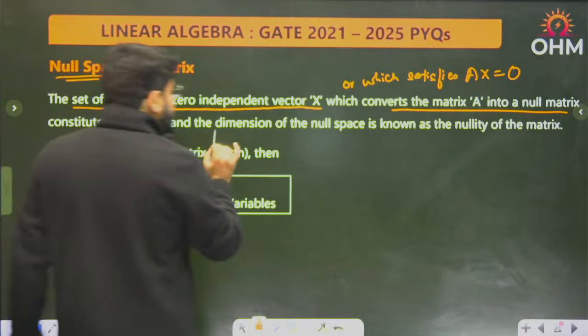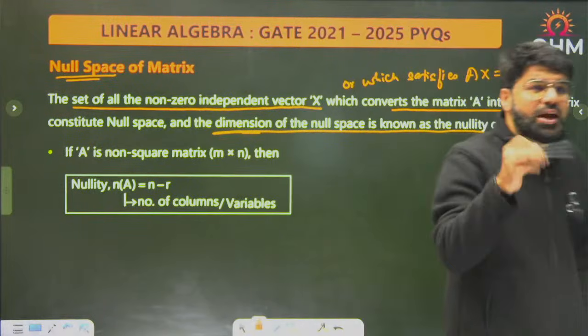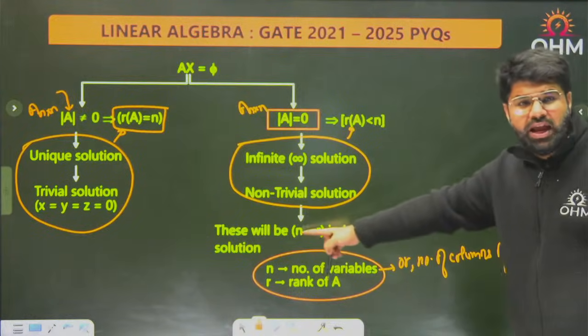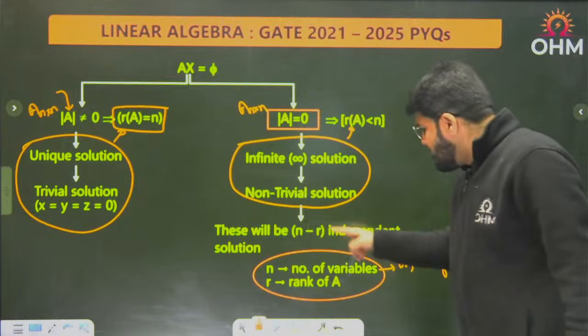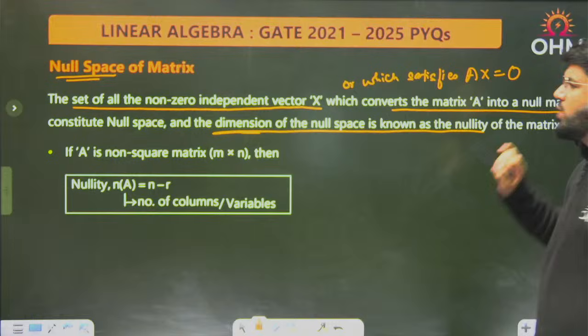The dimension of null space is the nullity. Dimension means how many vectors. So how many such independent vectors are there? Just now I told you this formula, n minus r. These number of independent vectors are said to be the dimension of null space, also known as nullity.